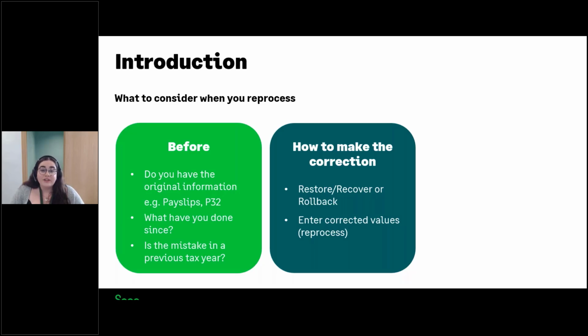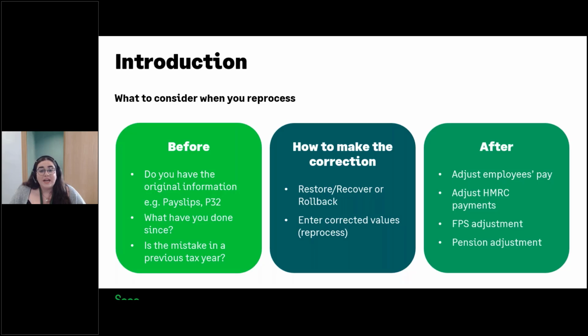Now, whichever of these that you use, you will then have to enter the corrected values and make the correction itself. So you'll set the process date correctly to the pay date that you're correcting, amend any information that you need, and then reprocess again. And as I say, you'll do that for each period from the pay date that you went back to.